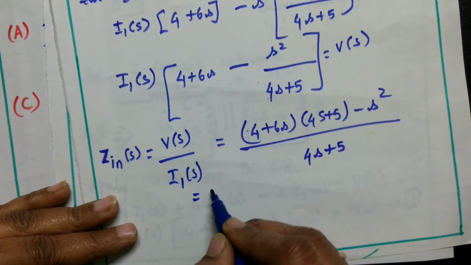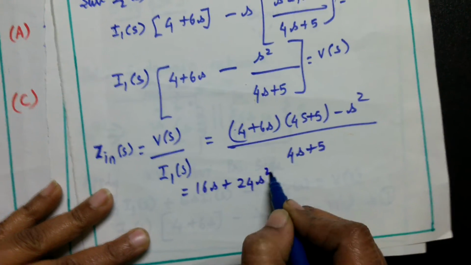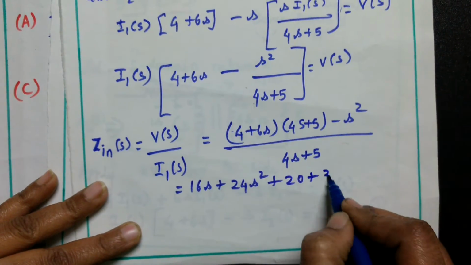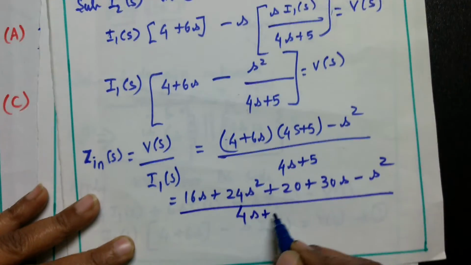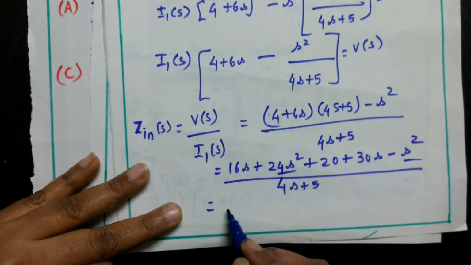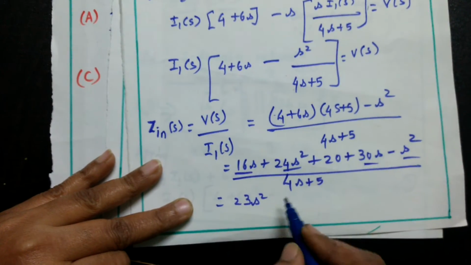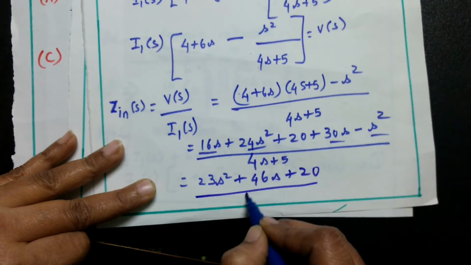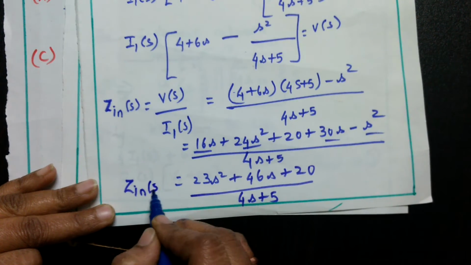So multiplying this, 16S plus 24S square plus 5 into 4, 20 plus 30S minus S square by 4S plus 5. So S square term is 24S square minus S square. So that will become 23S square. S term is 16S plus 30S, 46S, plus 20 by 4S plus 5. So this is Z in of S.